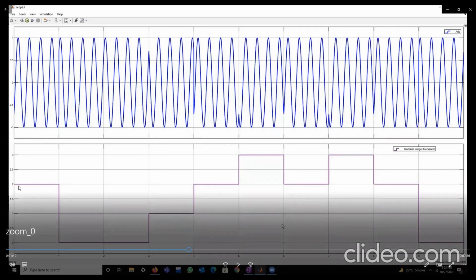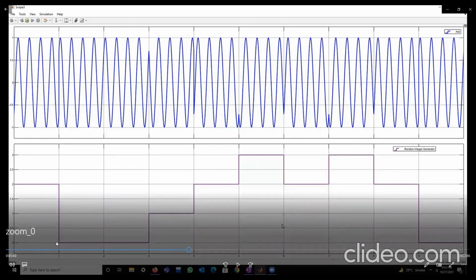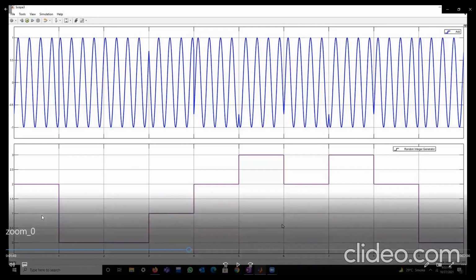Now here we see that at the very start, the level is 2. Then it changes to level 0. So we can see here that 2 to 1 represents 90 degrees and 1 to 0 represents another 90 degrees. So 90 degrees plus 90 degrees gives us 180 degrees. So here we get a continuous waveform and there is no phase inversion in it.